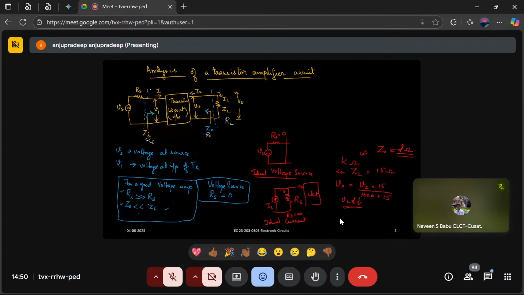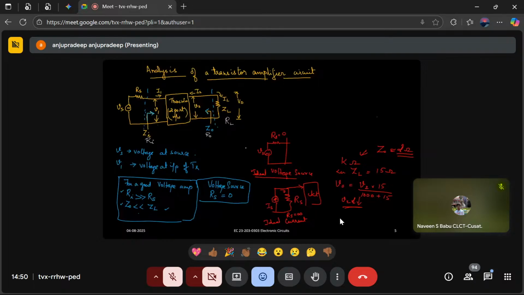So Vs is the voltage at the source and V1 is the voltage at the input of the transistor. These two points you need to remember. Now for a good voltage amplifier, Ri has to be much greater than Rs and ZO should be much less than ZL. This we had discussed in class also.